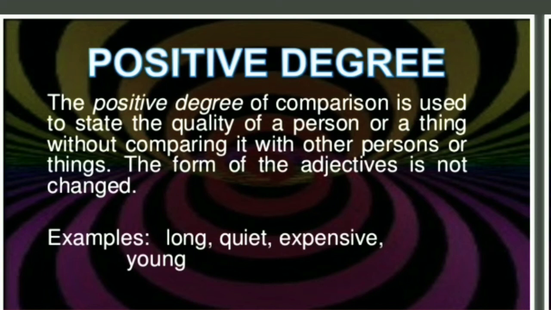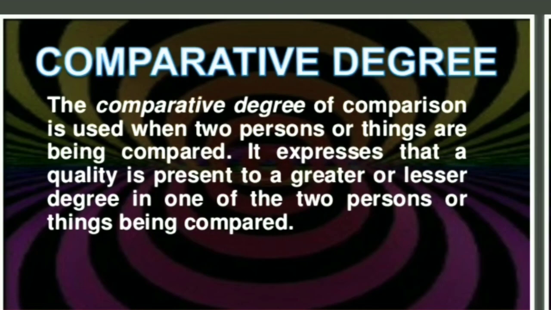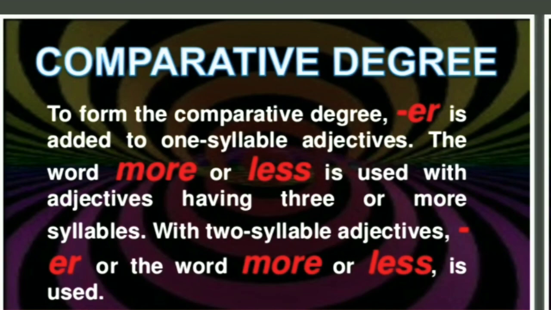Okay, students. Now we come to the comparative degree. As I explained, when two persons or two things are compared to each other, that is called the comparative degree. When to use er? You must have seen that in many comparative degrees we sometimes use er. For example, young, younger. The comparative degree of young is younger. But most of the time we use more.